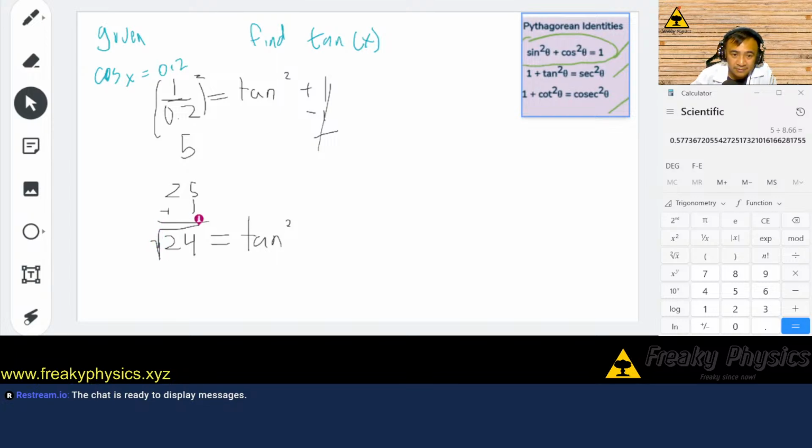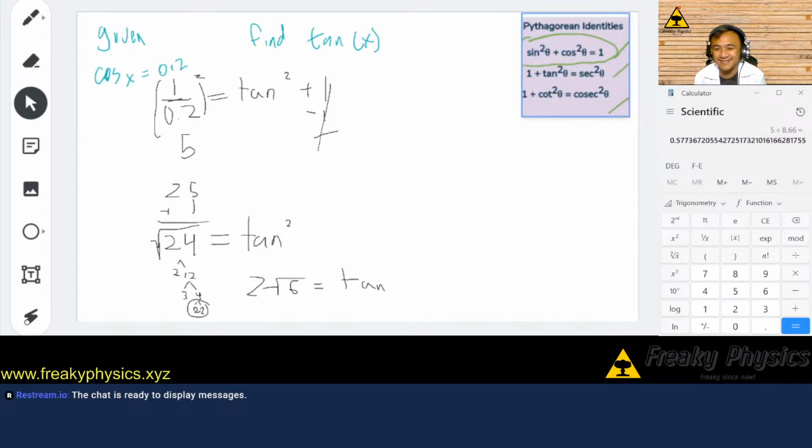I don't think that is a perfect square root, so you have to find the weird root thing. Find the factors of it, right? So 2, 12, 3, 4. You got 4 and 2 already. 4 is a perfect square, right? Oh yeah. So we got 2 root 6 equals tan x. Yep, done. Nice.